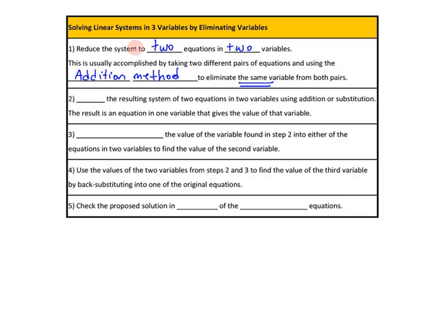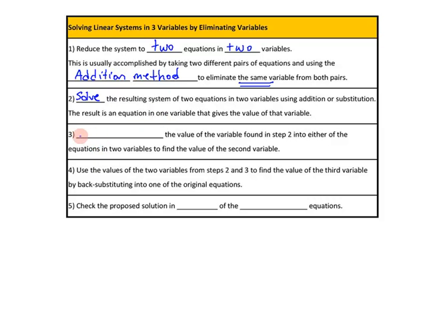Okay? Once you've gone from a 3 by 3 down to a 2 by 2, we now go back to what we did in the previous 2 sections and solve the resulting system of 2 equations using 2 unknowns, either by graphing, substitution, or addition. I recommend either substitution or addition at that point. Okay, once we get that solution, we'll have 2 of the variables, right?